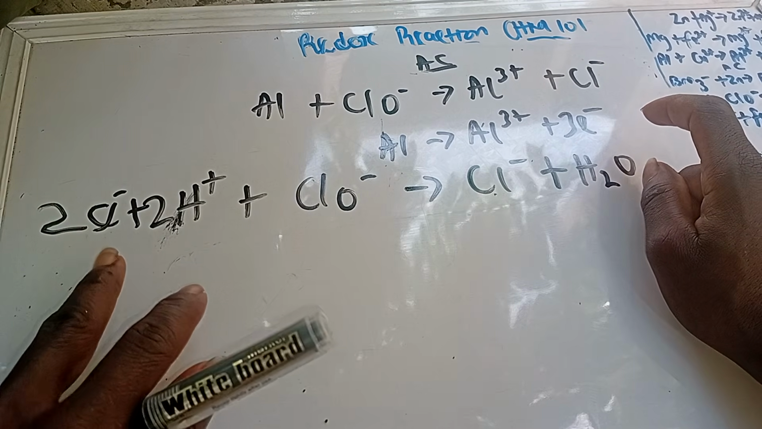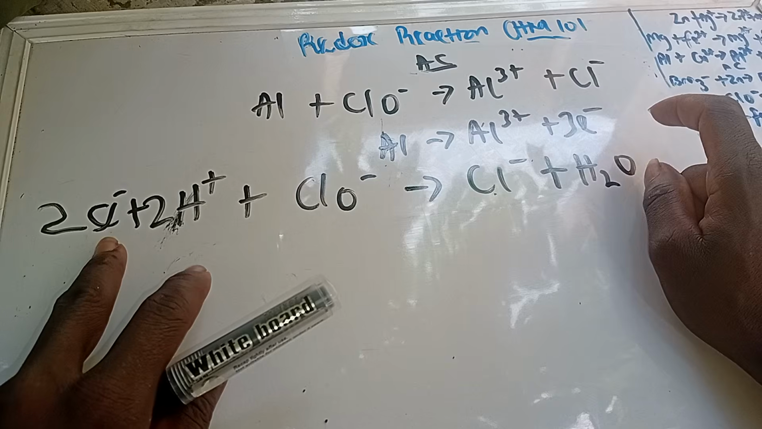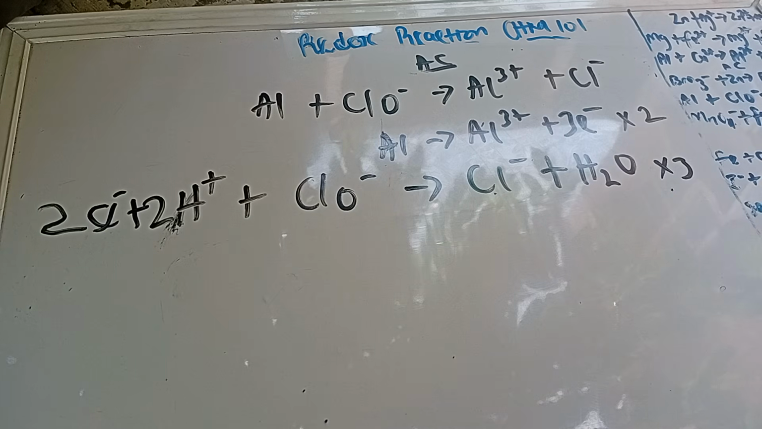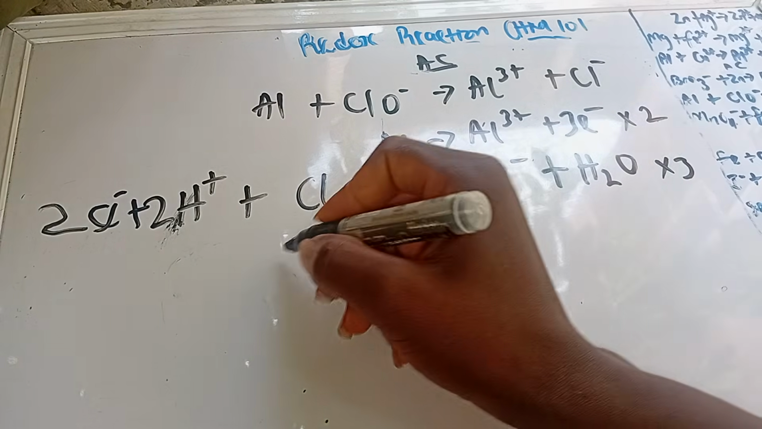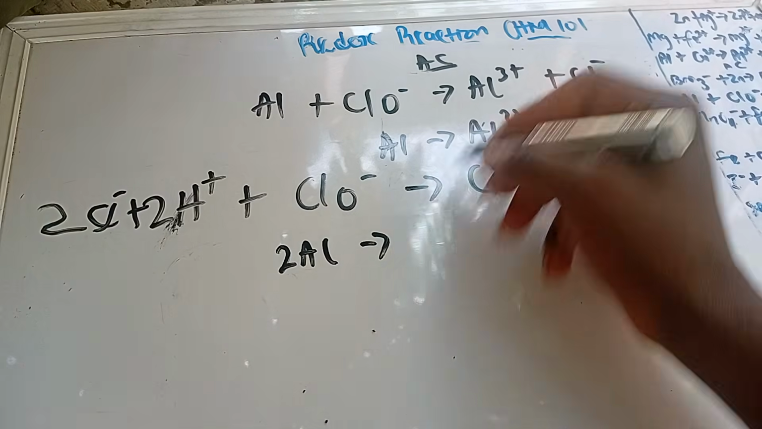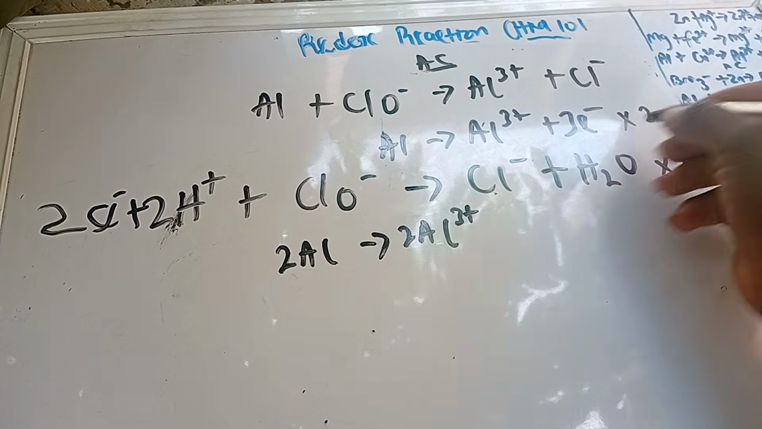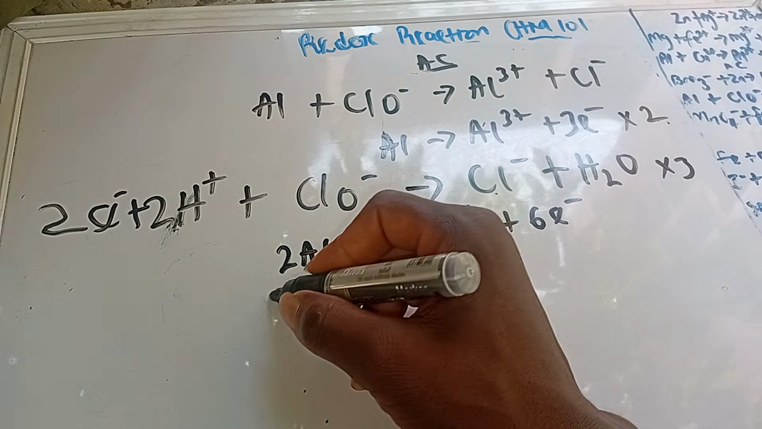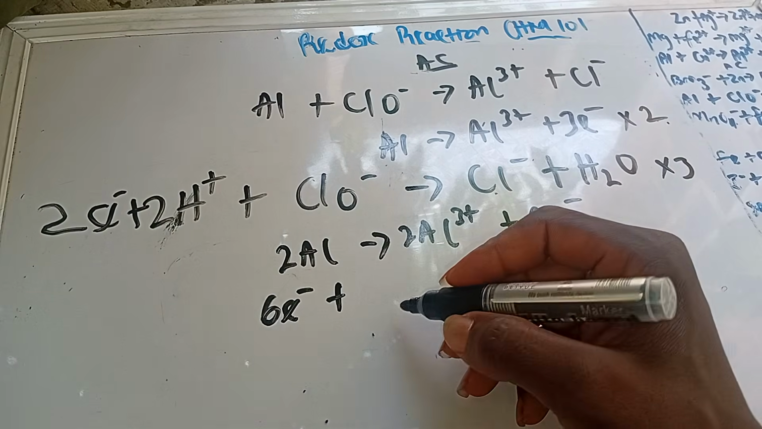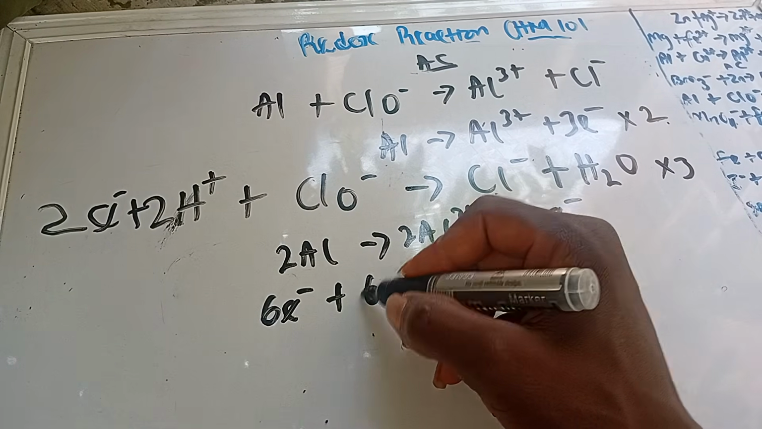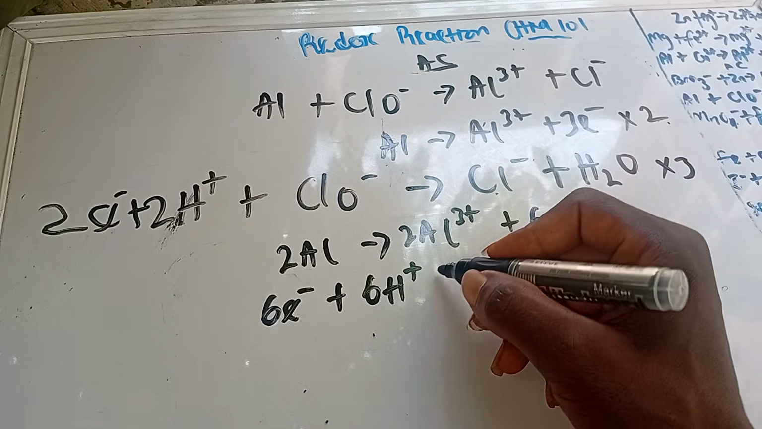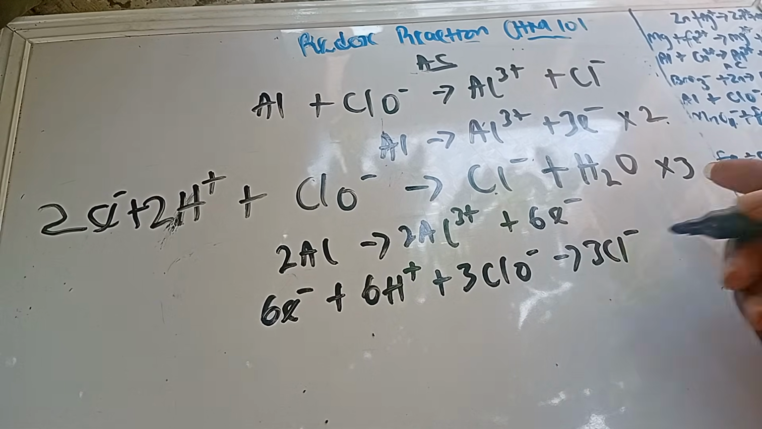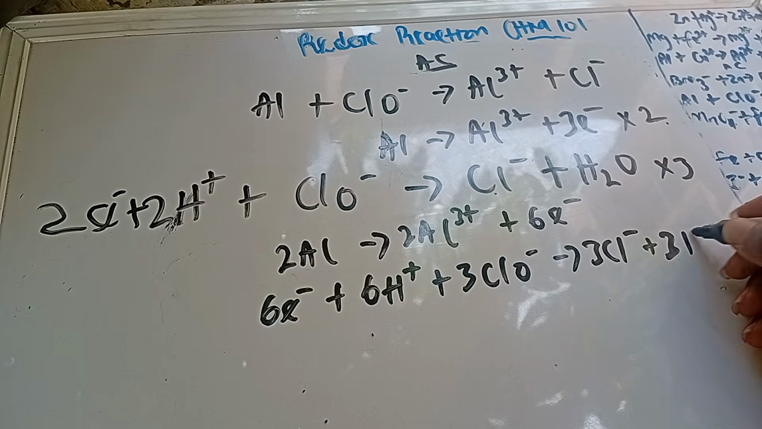Now the next thing, how many electrons do we have here? 3. Here we have 2. So multiply this one by 3 and this by 2. So 2 times Al, we have 2Al, to give us 2Al3 plus, 6e minus. 3 times this, we have 6e minus plus 6H plus, 3ClO minus, to give us 3Cl minus plus 3H2O.